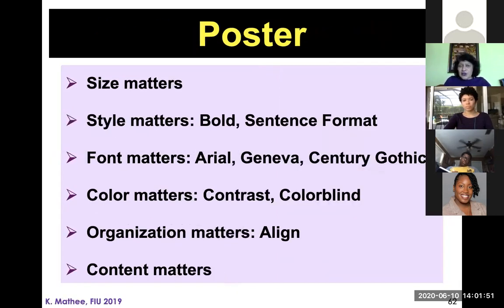All right. So that is the presentation part so far. I'll re-summarize in the end. Any questions so far? No questions. Okay, so let's talk about posters.